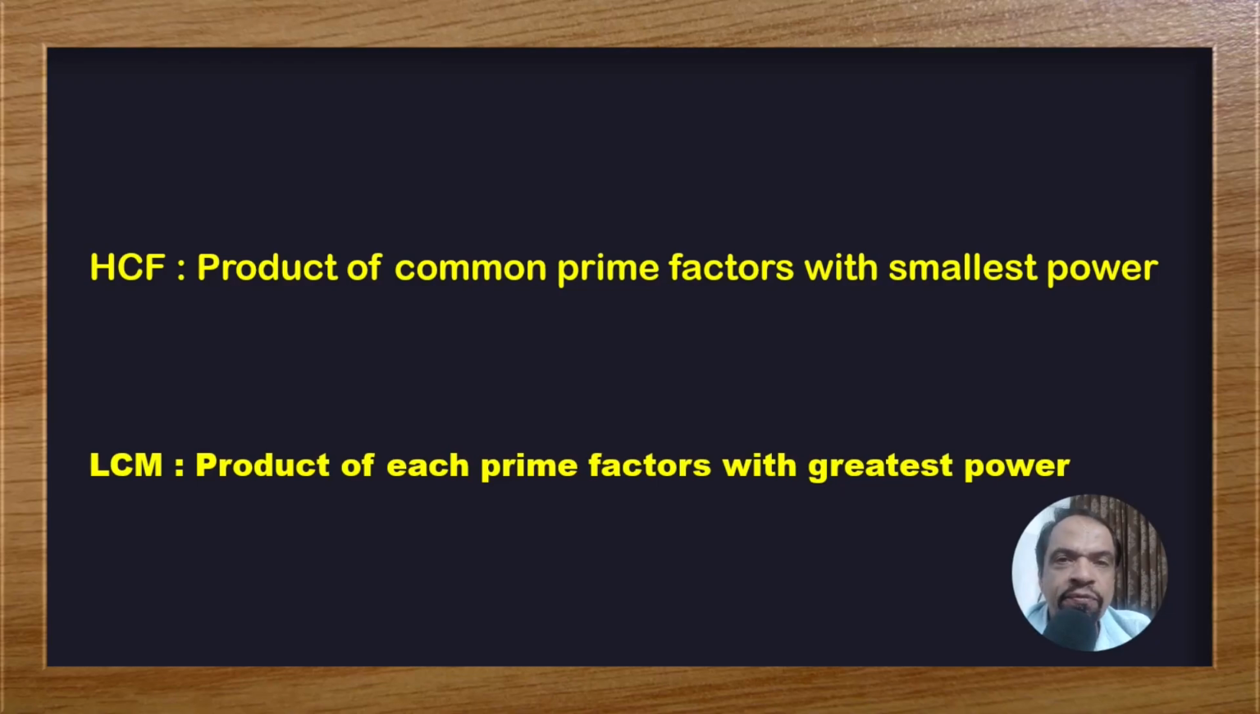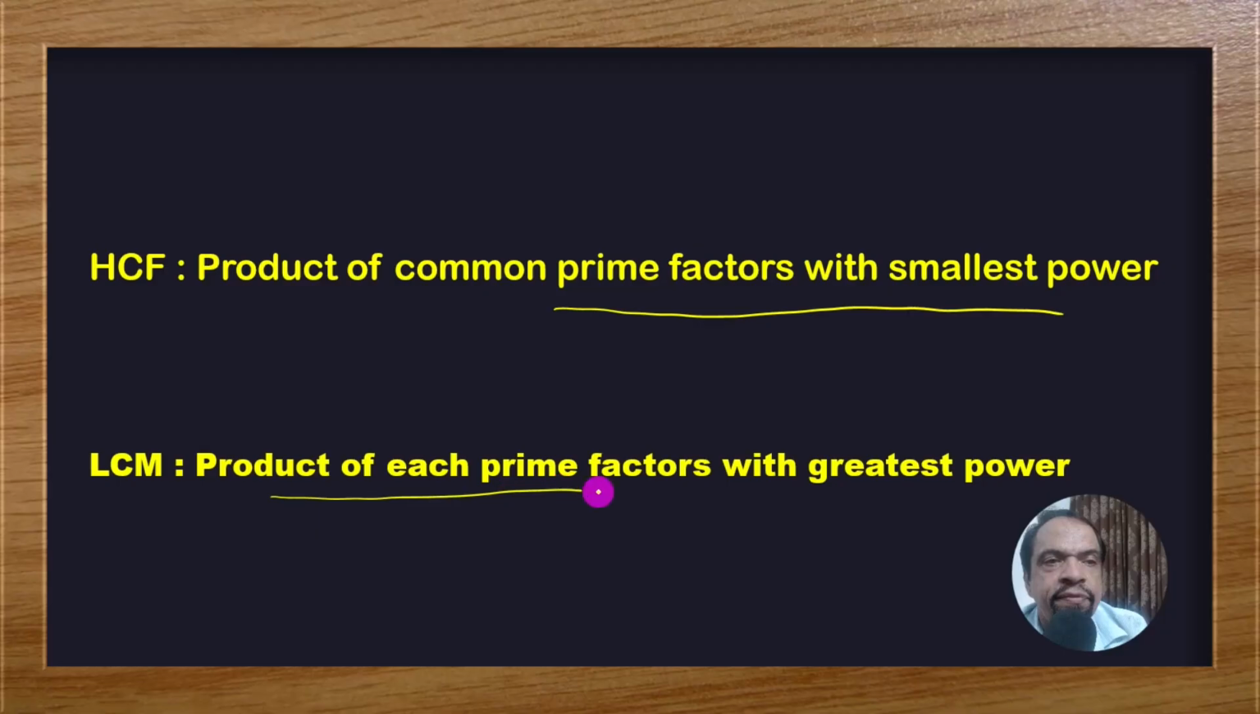Now HCF and LCM. I think these are also familiar words for you. But here you have to do a deep study. See the statement, the very important statement. HCF is the product of common prime factors with the smallest power. LCM is the product of each prime factor with the greatest power. Let us have one example.